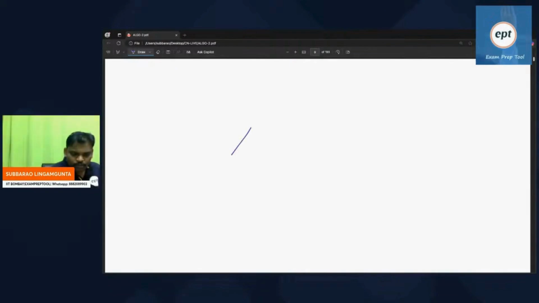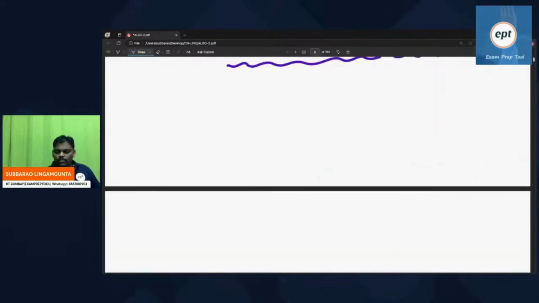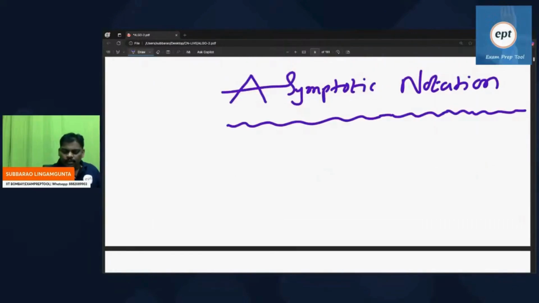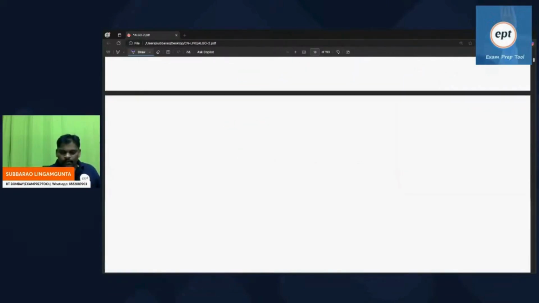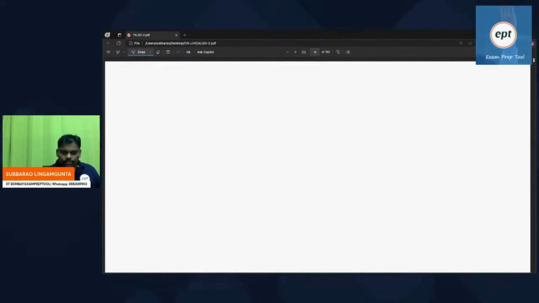The name is asymptotic notation, which is nothing but big O, omega, theta. Asymptotic notation is the topic name. We are going to discuss these three things. Let's write the big O notation.